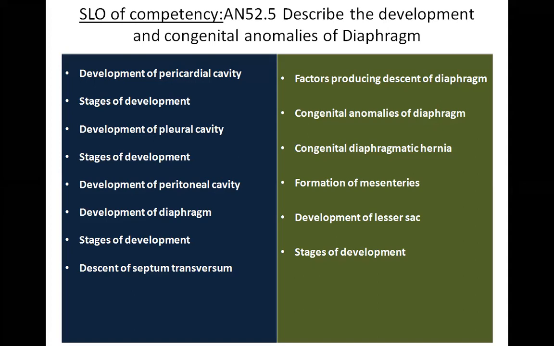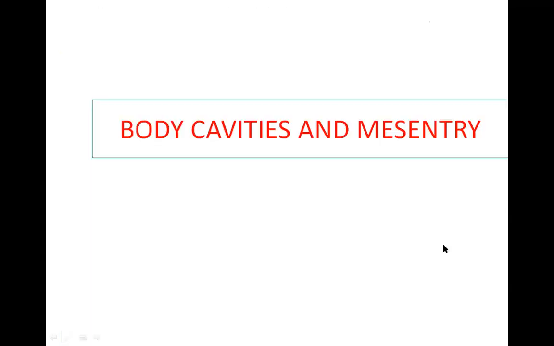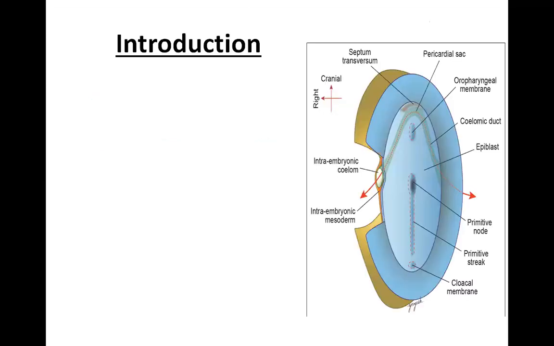So under that, our specific learning objectives are that you should be able to describe the development of the pericardial cavity, the pleural cavity and the peritoneal cavity, and then you should be able to describe the development of diaphragm along with its factors producing the descent of the diaphragm and various congenital anomalies related to the diaphragm. So I've divided my lecture into two sections. Firstly, we'll be dealing with the formation of body cavities and the mesentery, and secondly, the diaphragm. So firstly, the formation of body cavities and the mesentery.